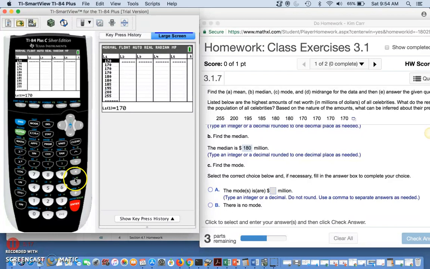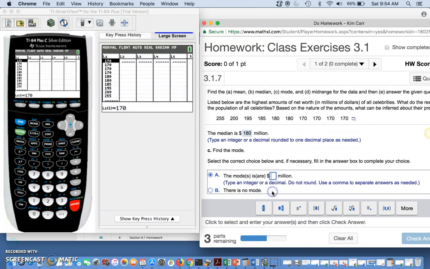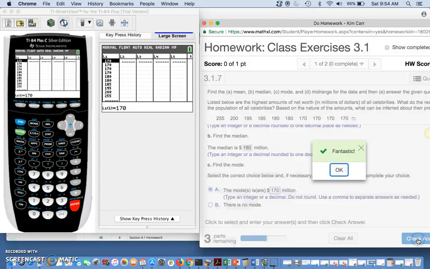If it's in order, it's usually much easier to see the repeats. And we see that 170 is repeated numerous times. So we would say that 170 is the mode. It is the most frequent. It's the most popular number there.